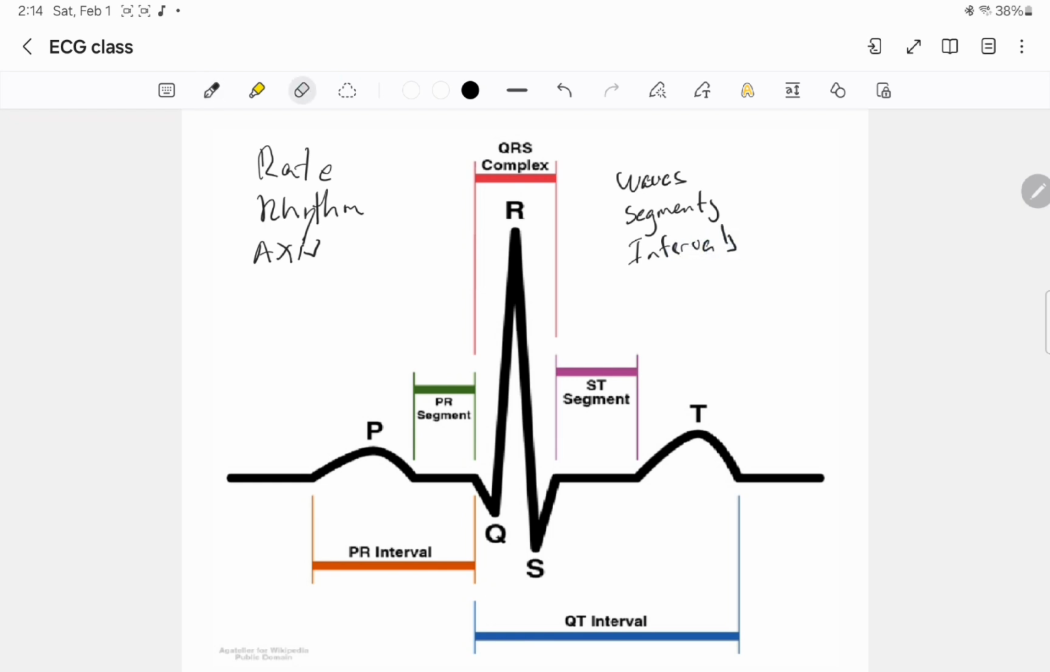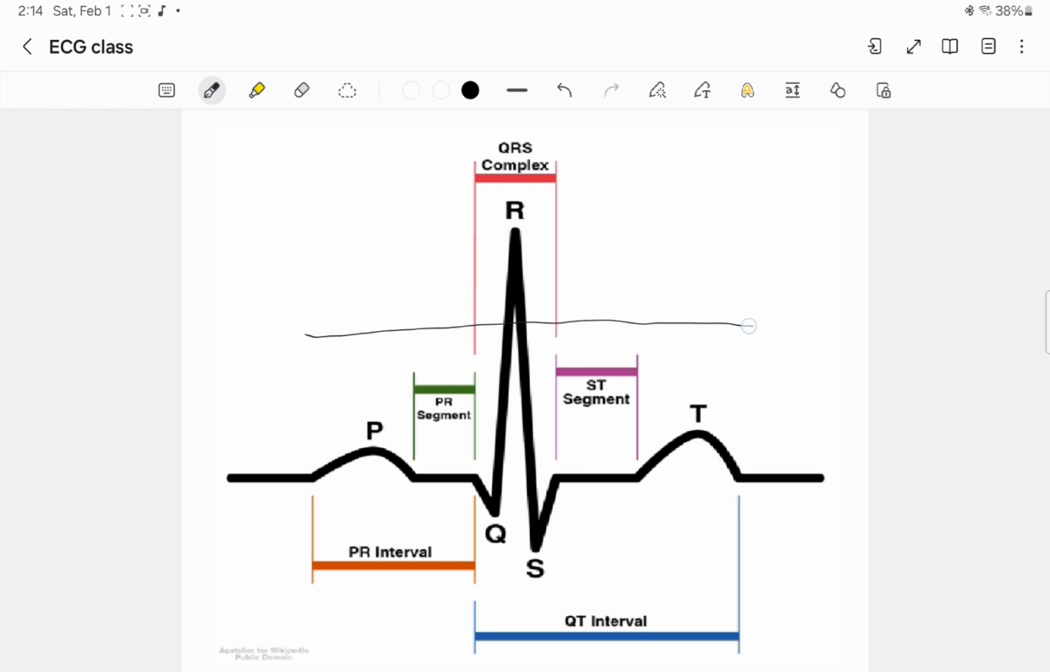Good. So there are many approaches to reading the ECG, but I would recommend going in sequence from left to right. So analysis of the P wave, then PR segment and PR interval, the QRS complex, the ST segment, the T wave, and then the QT interval.